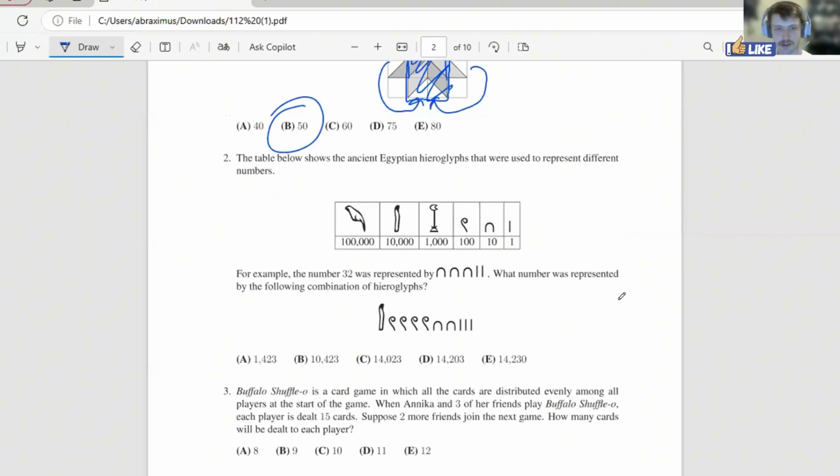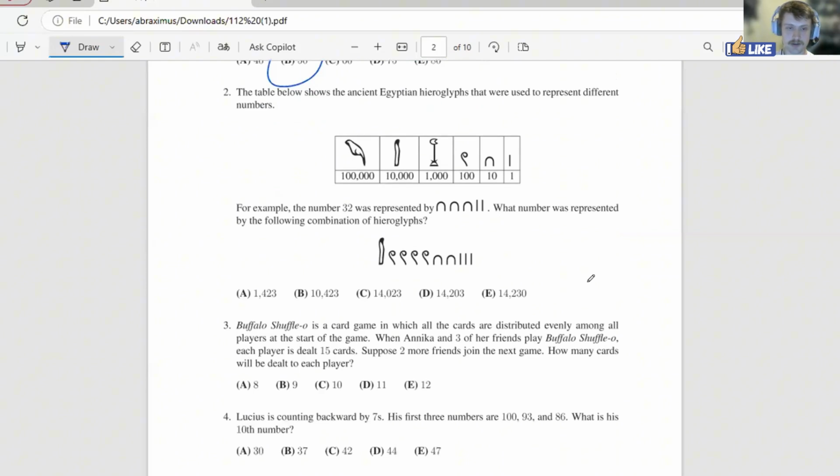The table below shows the ancient Egyptian hieroglyphs that were used to represent different numbers. And we have these symbols here. For example, the number 32 was represented by cap, cap, cap, line, line. What number was represented by the following combination of hieroglyphs? Stick, swirl, swirl, swirl, swirl, cap, cap, line, line, line. So we have a 10,000 plus a 400 plus a 20 plus a 3. That looks like B to me.